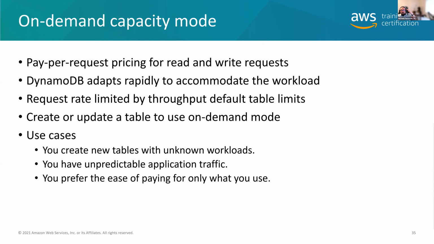So you can choose on-demand for both new and existing tables. You don't really have to change anything, right? If you create new tables and you have an unknown workload, this is a great option. If you have unpredictable application traffic, or if you only want to pay for what you use. The request rate limit, by the way, is whatever your account's upper limit is set to, and the minimum can also be set if you want to set it to provisioned.